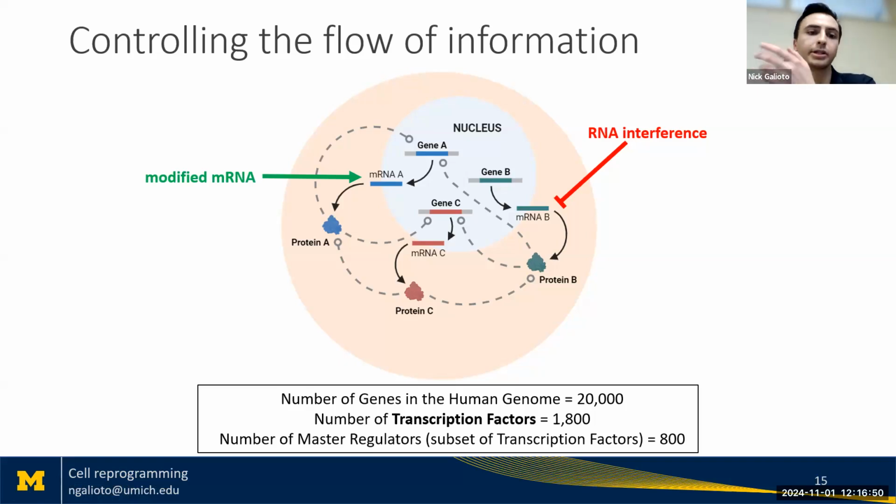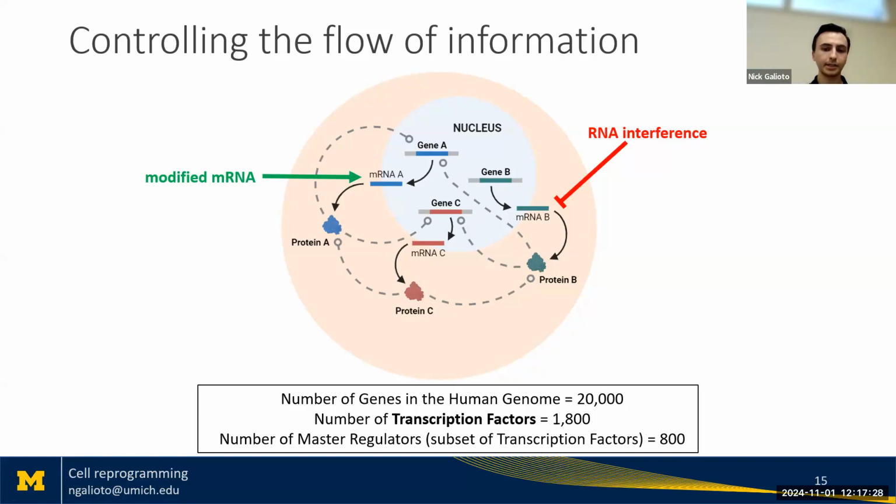Something important to note here is that each one of these modified mRNA transcription factors costs $15,000. So each experiment that we do, depending on how many transcription factors we use, can be very expensive. And the number of genes in the genome is around 20,000. Transcription factors number 1,800. So just trying to find out which transcription factors can perform the reprogramming that we want can be an immensely expensive task if we were to brute force it through combinatorial search.